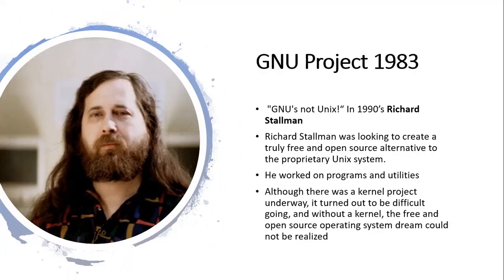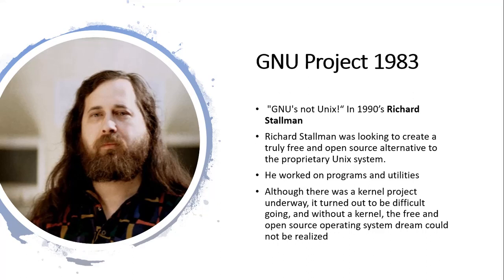Richard Stallman in 1983 initiated the GNU project. His main motive was to develop a free operating system. Free means the source code is available to the public, and they are free to modify it, reuse it, and redistribute it under the General Public License.